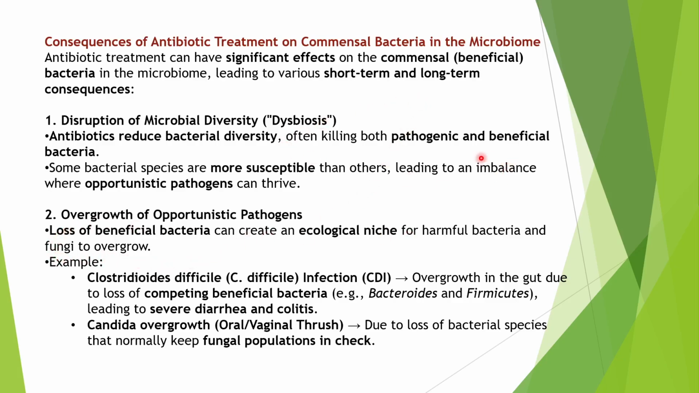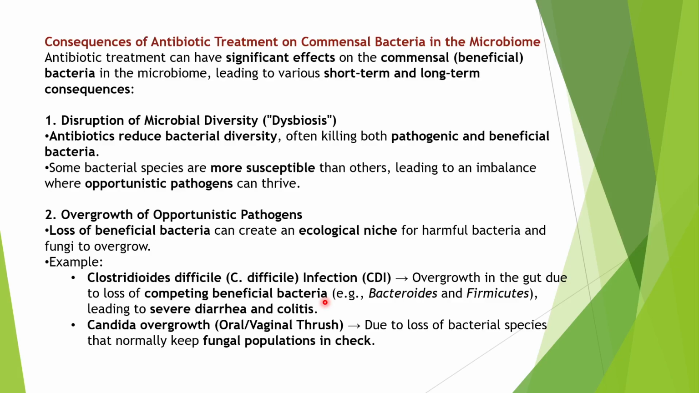Since there were already so many other residential bacteria, these pathogens were not particularly affecting, but because of the loss of the beneficial bacteria, this creates an environment or an ecological niche for these opportunistic bacteria to now grow and thrive in that environment. Example, Clostridioides difficile, that is C. difficile infection, CDI, overgrowth in the gut due to loss of competing beneficial bacteria.